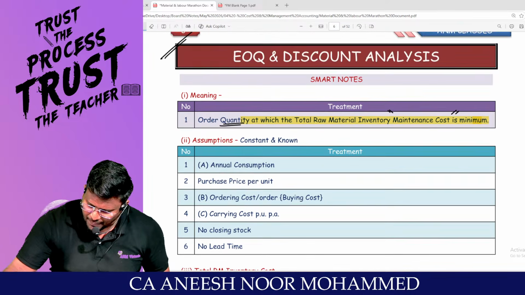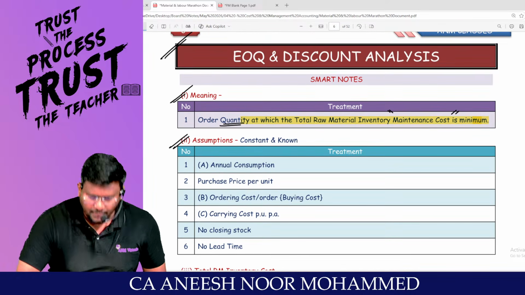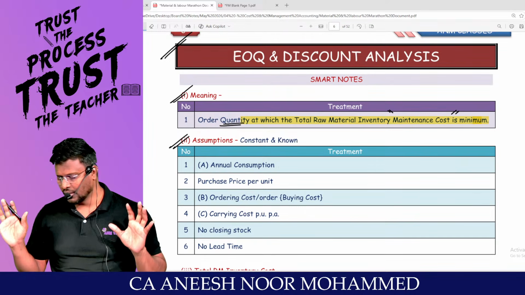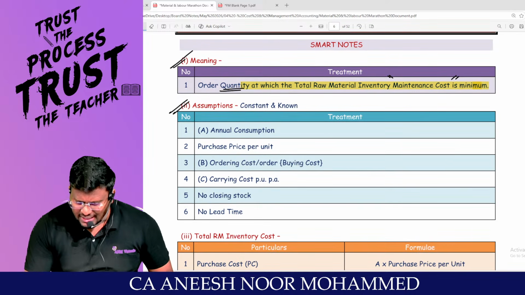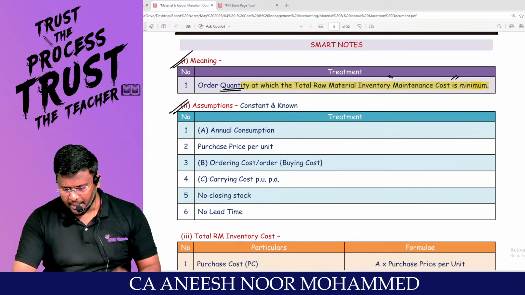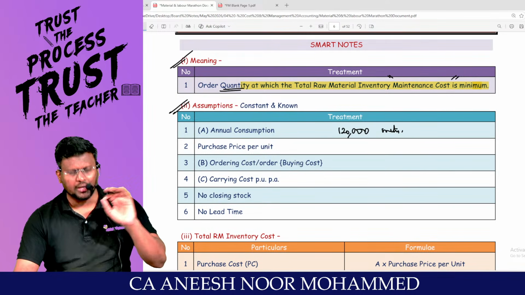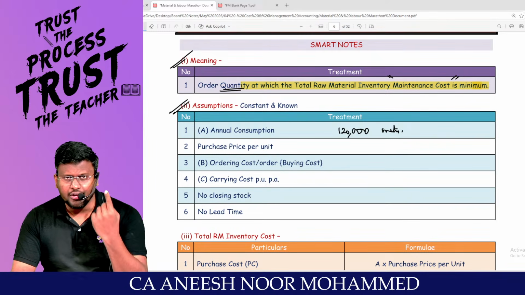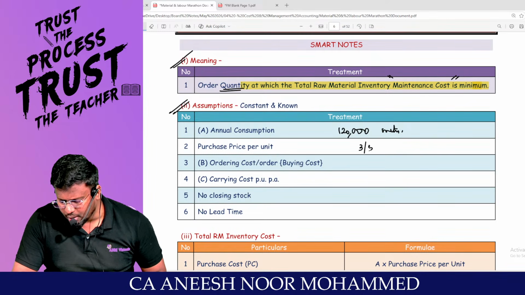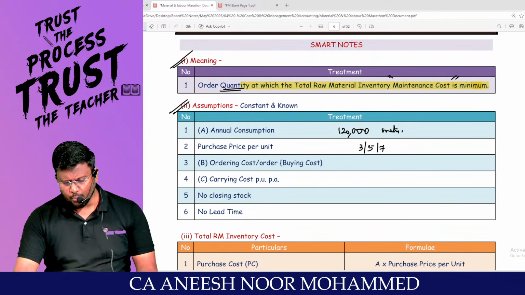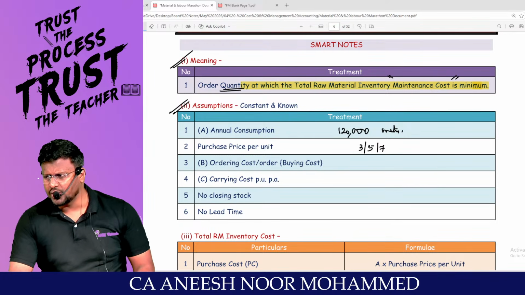Sir, in order to apply this formula, basically these assumptions are mandatory. Number 1, annual consumption is known. For example, I am able to say that 1,20,000 units only I need in a year. And I know that every unit I am going to purchase at 3 rupees per unit, 5 rupees per unit, 7 rupees per unit. That's what purchase price per unit is all about.